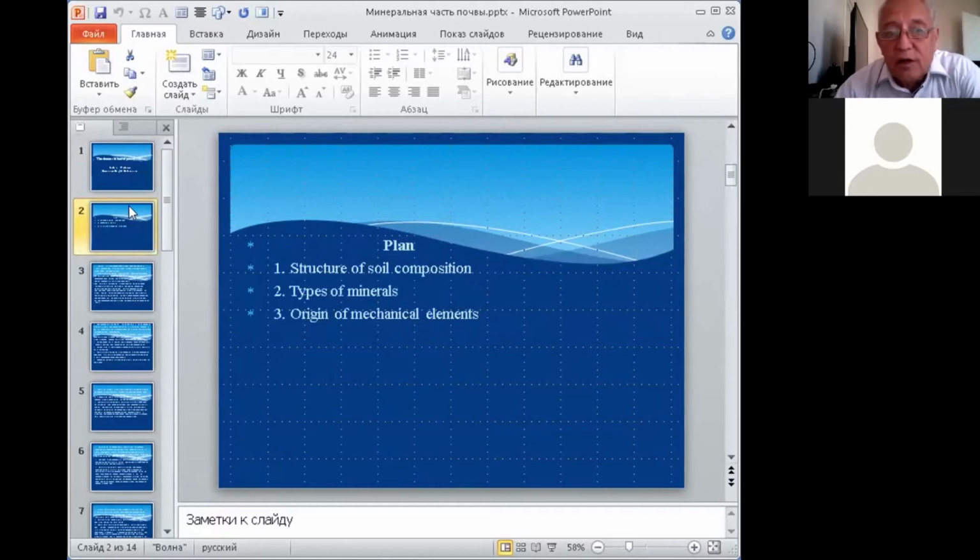Plan of the lecture. 1. Structure of soil composition.